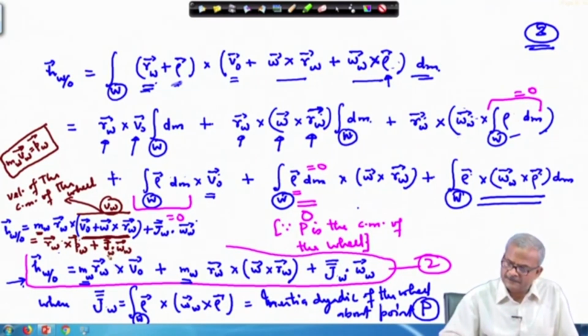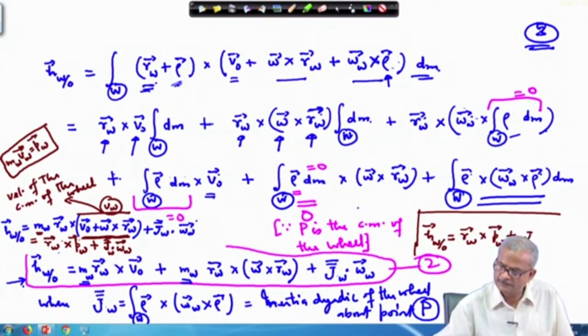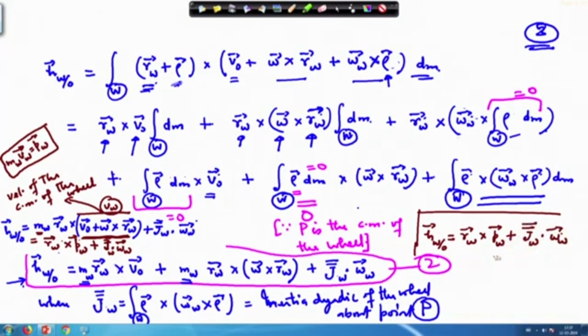So, this expression will be especially helpful later on. So, here also I am writing it finally: r_W cross p_W plus omega_W.